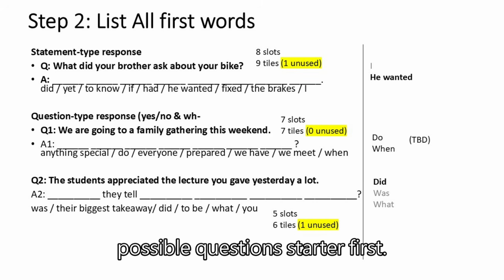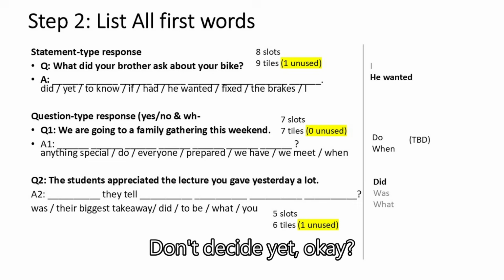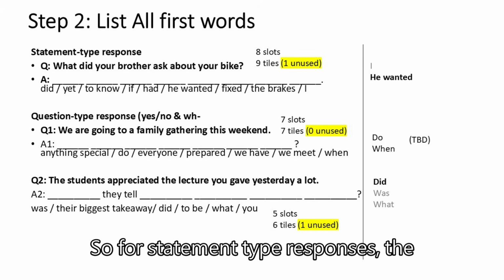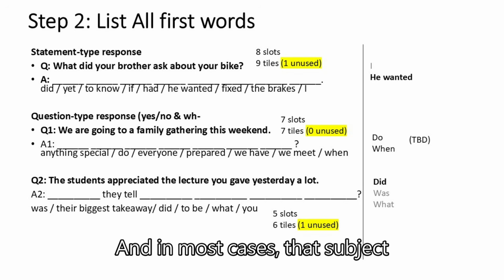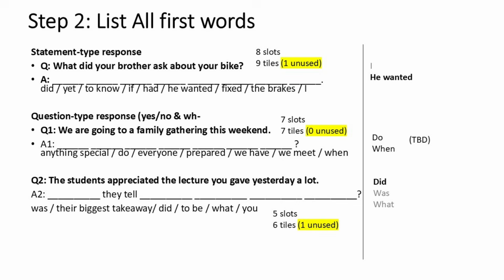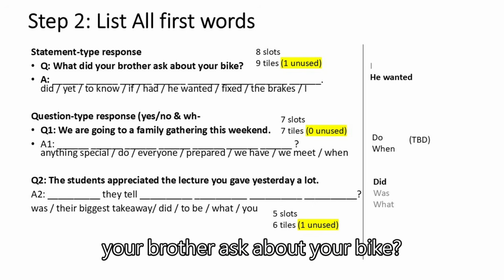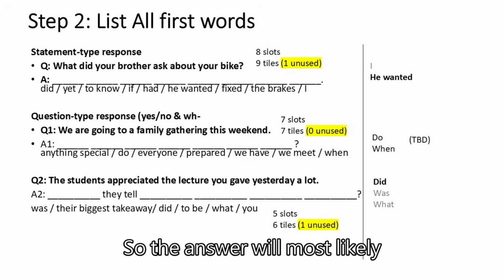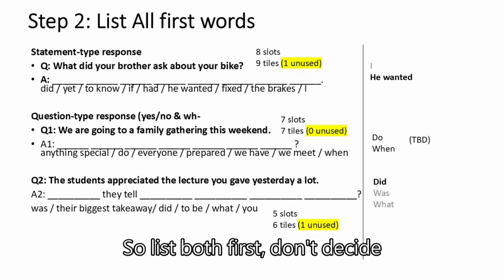The strategy is this. List all possible starters first. Don't decide yet. Okay, so for statement type responses, the sentence always starts with a subject. That's what a statement is. And in most cases, that subject is a pronoun. So first, find all the pronouns. I, he. Like in the first question, what did your brother ask about your bike? So the answer will most likely start with I or he. So list both first, don't decide yet.